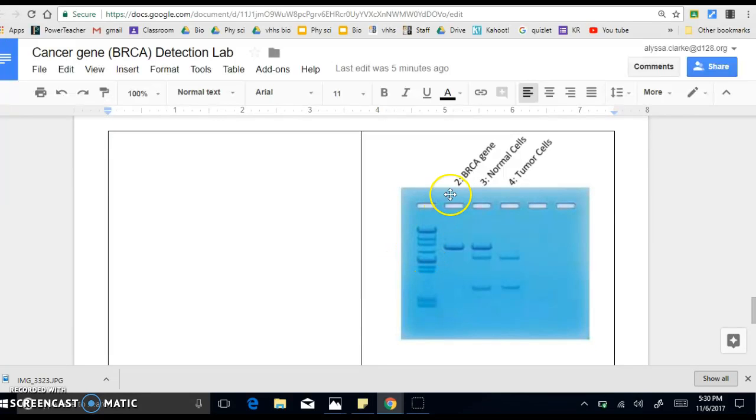So if we take a look at this lovely gel, you see the DNA ladder in lane 1. What this is representing here is the actual BRCA gene. So the BRCA gene is present in lane 2. That's our control. Lane 3 is samples from a patient that are normal, non-cancerous cells, and what we notice here is that normal cells contain the BRCA gene. Tumor cells that were run in lane 4 do not contain the BRCA gene.